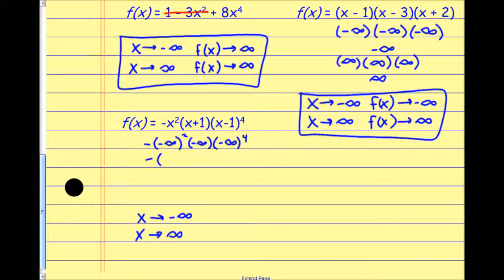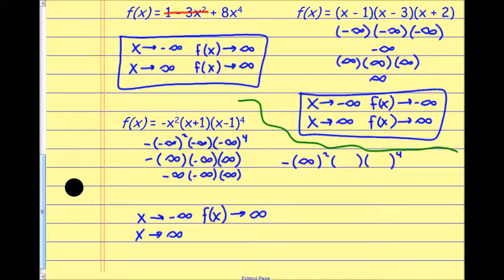Here that's going to give me a negative. Negative infinity squared is a positive. Right here, negative infinity to the 4th power is a positive infinity. And now I have a negative infinity times a negative infinity times a positive infinity, which gives me a positive infinity. Okay? If I do the same thing with the next one, I'm going to plug infinity in here instead. Which is negative infinity. Okay?